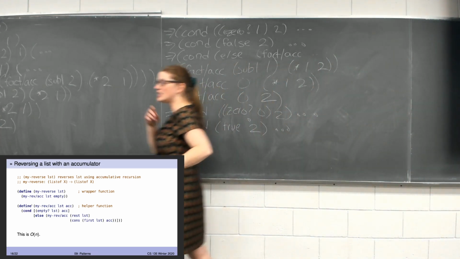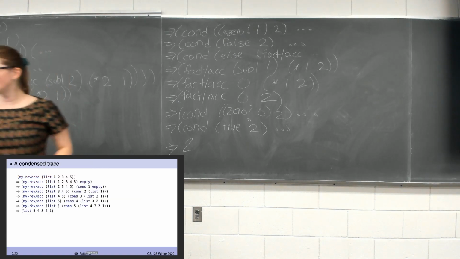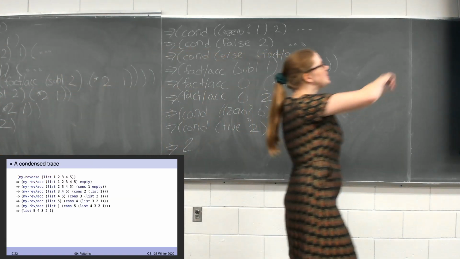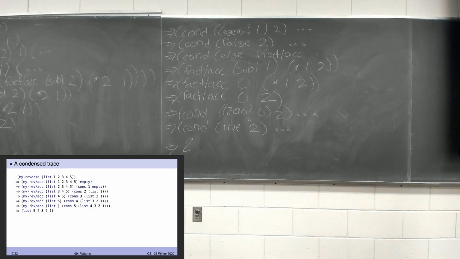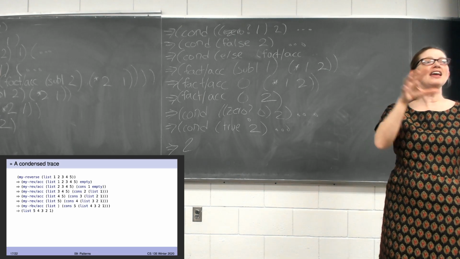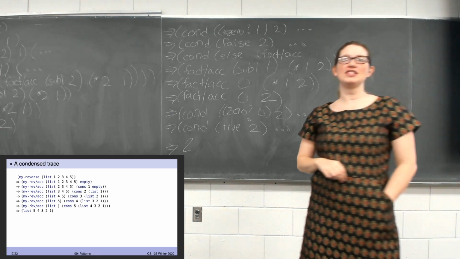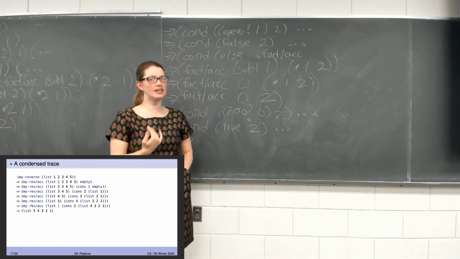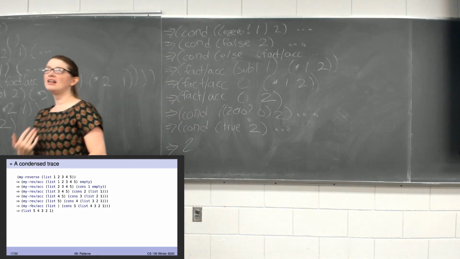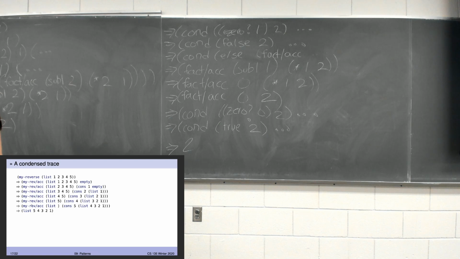We can actually trace through this. There's a trace on the next slide where you can see we start with the list 1, 2, 3, 4, 5. In the next one, we have 2, 3, 4, 5, cons 1 empty, so a list with just 1 in it. Then in the next recursive call, we have list 3, 4, 5, cons 2, list 1. So we're adding the items onto the front, effectively reversing them. This runs in order n time, so it's significantly faster than the simple recursive method. So that's kind of fun.